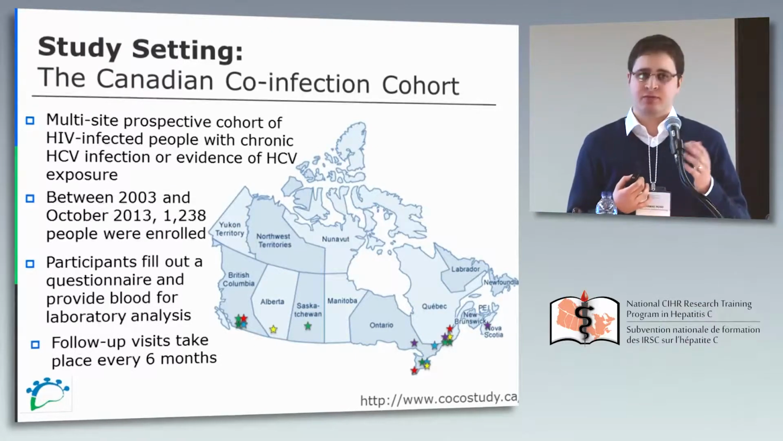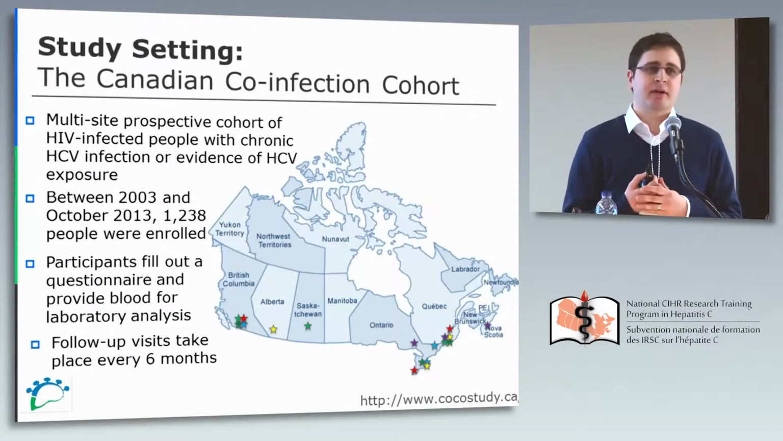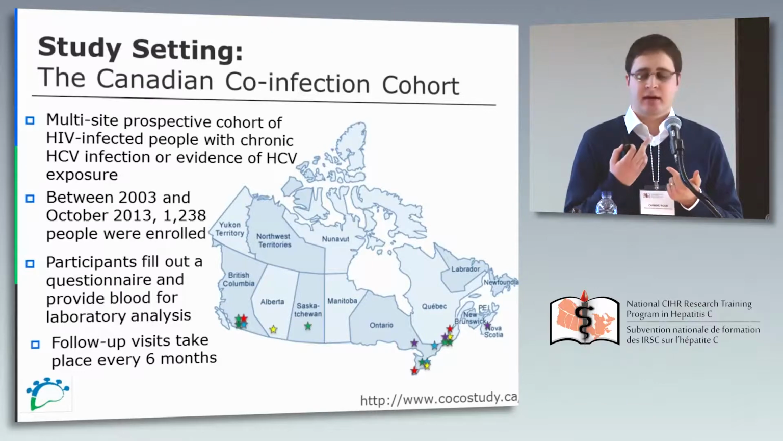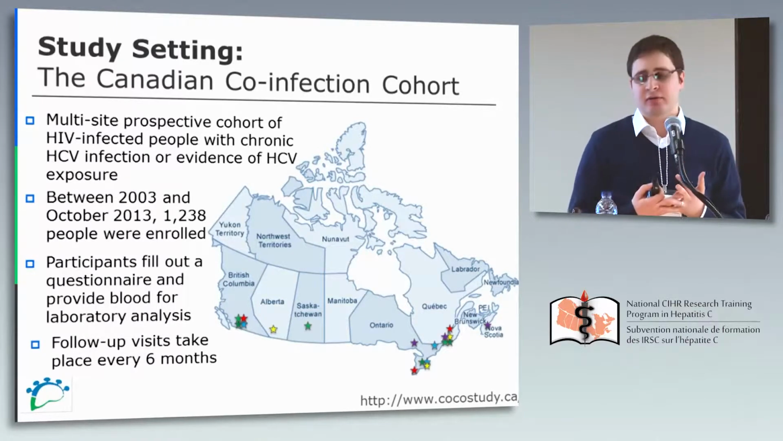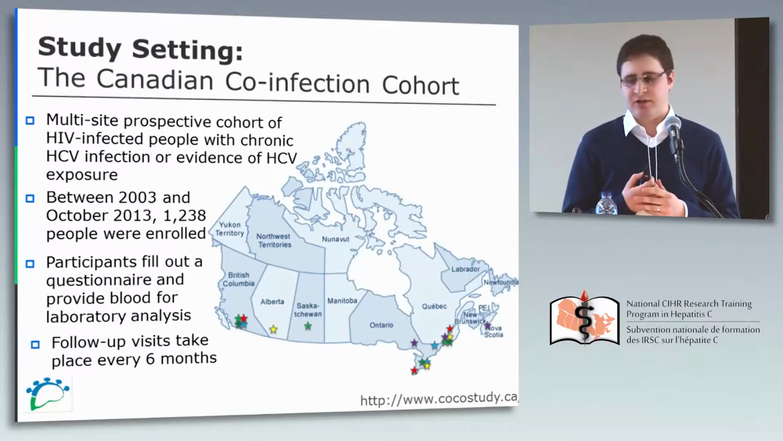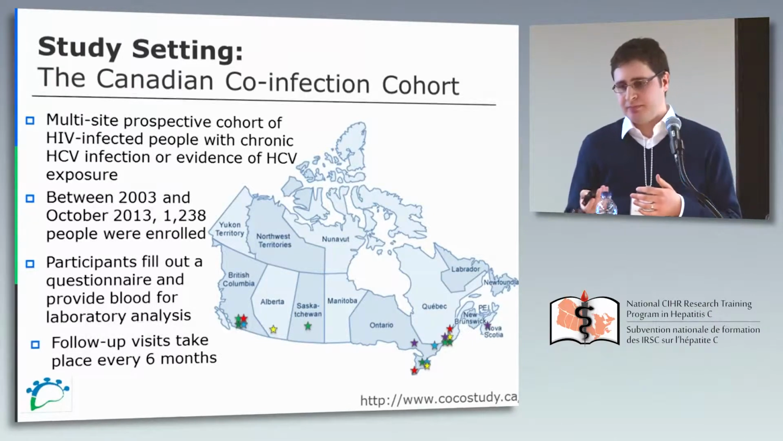Typically, once a study participant provides informed consent, they fill out a questionnaire giving information about drug use and other comorbidities, and they also have their blood tested for HCV RNA, CD4 cell count, viral load, and other measures. Follow-up visits take place every 6 months to update this information.